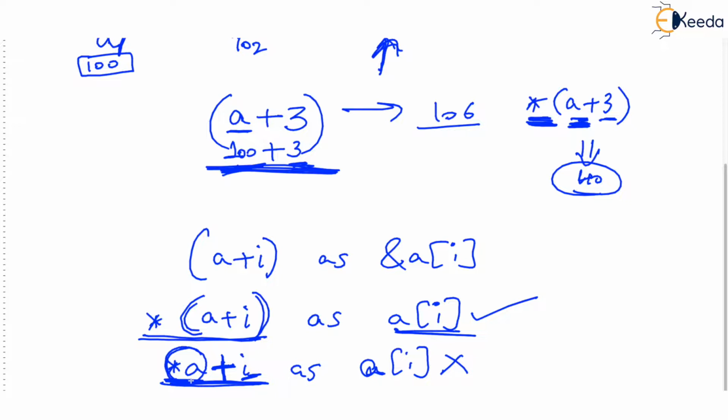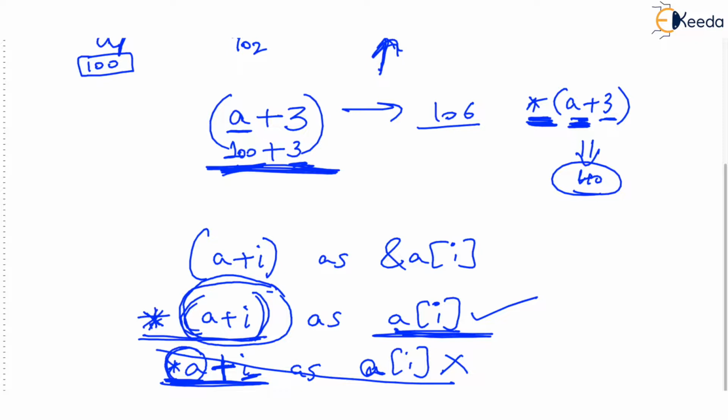So if *A is 10 and I is 3, the output will be 13. We will get 10 plus 3. But this is not what we want. We want to first get the address of the ith element, because we want the value of the ith element, isn't it? We want this. So we will get the address of the ith element, and then we will put the value operator asterisk, which will give you the value at that location.